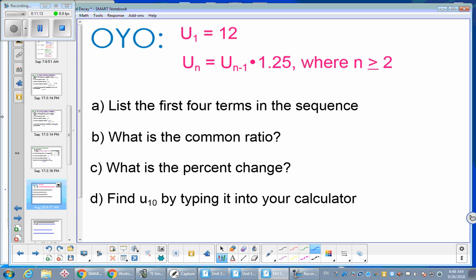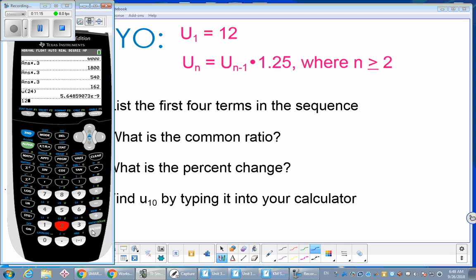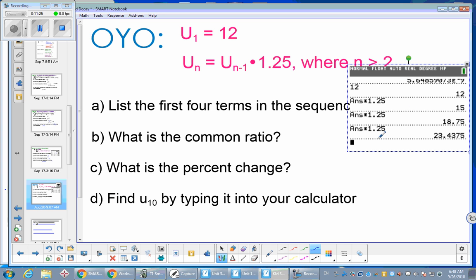All right, so the first 4 terms we're going to use enter, enter. So 12, enter, times 1.25, enter. All right, and then we can keep hitting enter to get our first 4. There's our first 4. The common ratio is 1.25. It's what we're multiplying by. If it's growth, then we just look at the extra, so it grew by 25%.